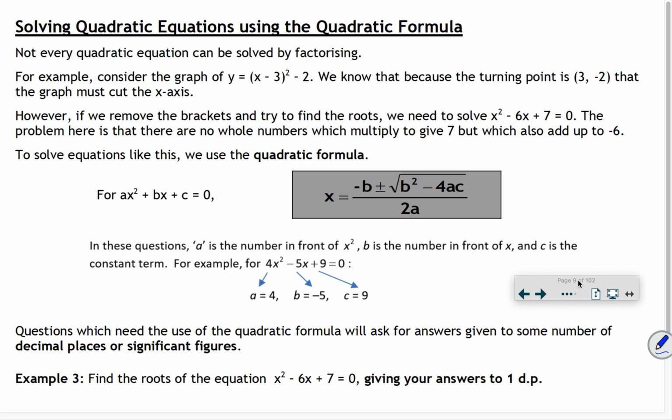Okay? So if I was to look at this equation here, it says consider the graph of y is equal to x minus 3 all squared minus 2. Well, we know from the last quadratic topic that this would give me a turning point of 3, negative 2. Remember, it's always the opposite of the number in the bracket and then the number outside. So a turning point of 3, negative 2 would be about here.